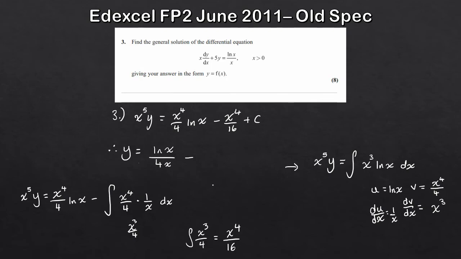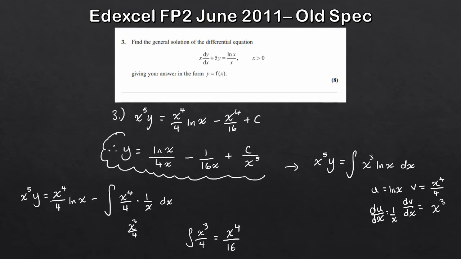Minus. So again, we've got an x to the 4 here. So that'll just cancel, and I'll get left with an x on the denominator. So that's minus 1 over 16x. And then finally, if you've got a c and you divide it by x to the 5, that'll be c over x to the 5. And there we have it. So that's my general solution for that question.